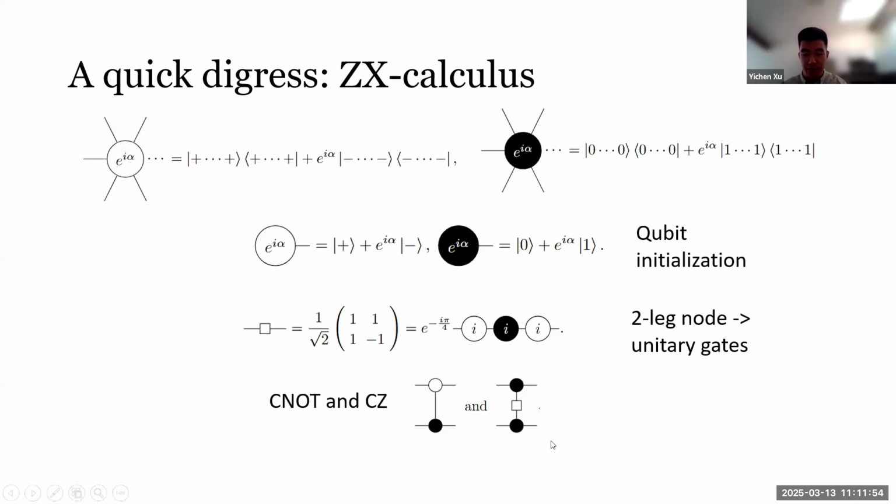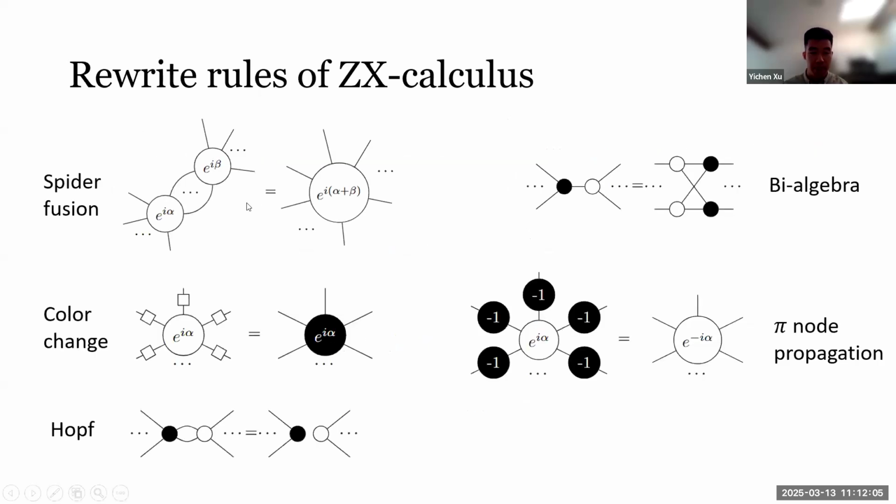After these notions have been introduced, we also introduce the rewrite rules of ZX calculus. That's the reason why ZX calculus is so flexible in describing quantum circuits. The most important rewrite rule is the spider fusion rule. Imagine you have a bunch of spiders of one color, either X or Z. You can just fuse them. It doesn't matter how many legs are connected in between; you can fuse them directly, and their phases will be added.